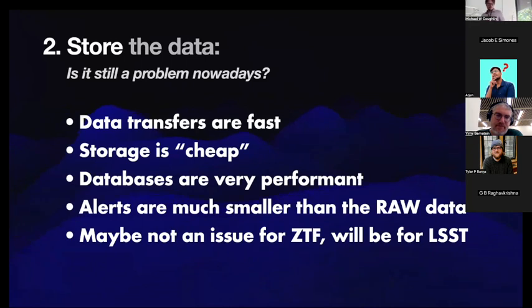Okay, so when it comes to storage, it's not that bad, at least for ZTF. Broadly speaking, data transfers are fast, storage is cheap, databases are very performant these days. The alert packets themselves are much smaller than the raw data, right? Of course, the largest piece of this are the three cutouts around the transients, but this is a lot cheaper than saving the entire image into the database.